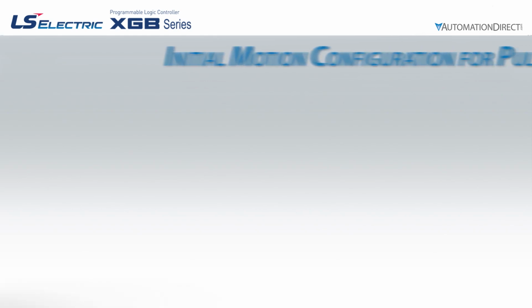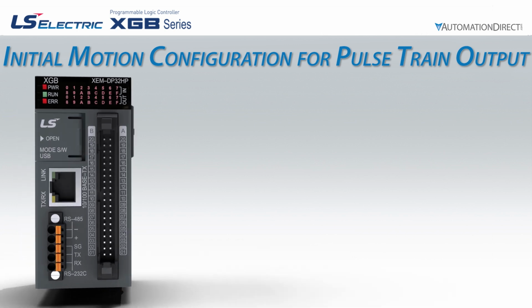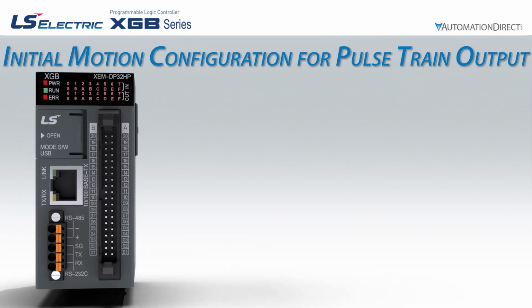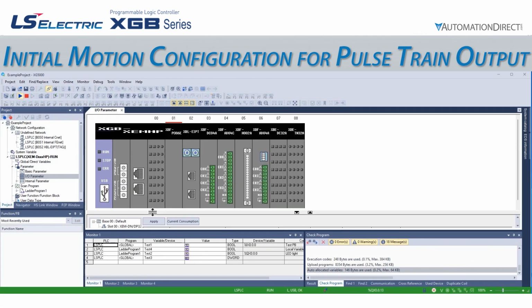Let's look at configuring an XEM motion controller for pulse train outputs. The onboard motion controller and the PLC CPU are both housed in the XEM controller. If we look at the I/O parameter screen in the XG5000 software, we see that the CPU and its I/O occupy slot 0 and the motion controller is in slot 1.